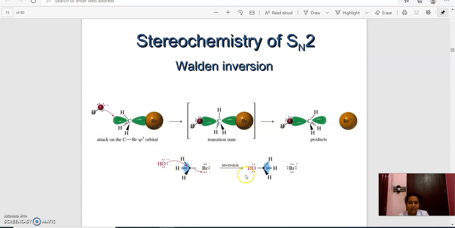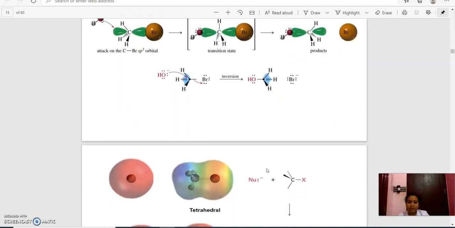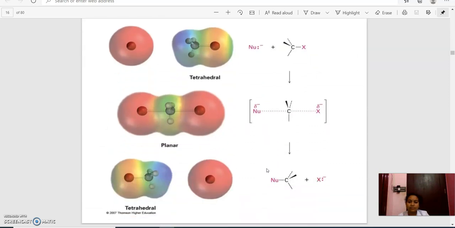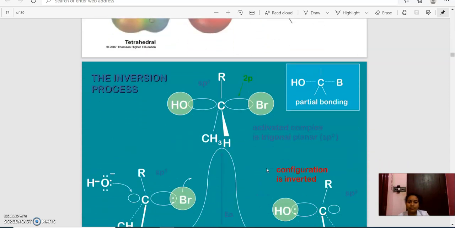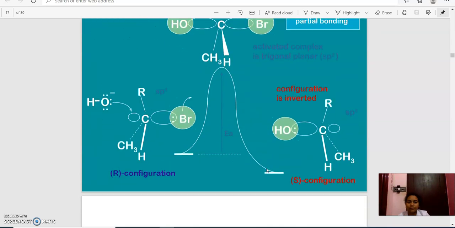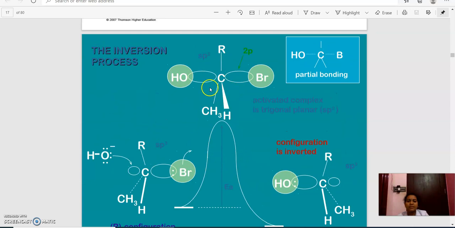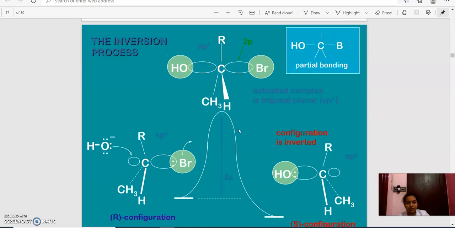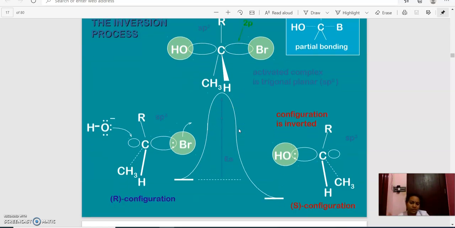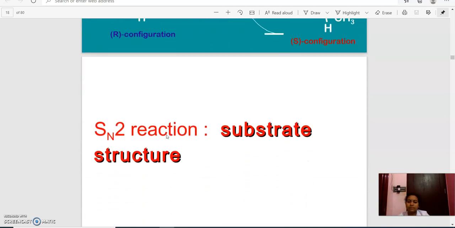After this leaving, what will happen? In order to reduce the steric hindrance in the compound, the inversion occurs. You can see in this step there is a partial bond between the nucleophile and a partial bond with the halogen group. It's an intermediate stage. After that, in order to come back to the previous stage, it will be inverted.